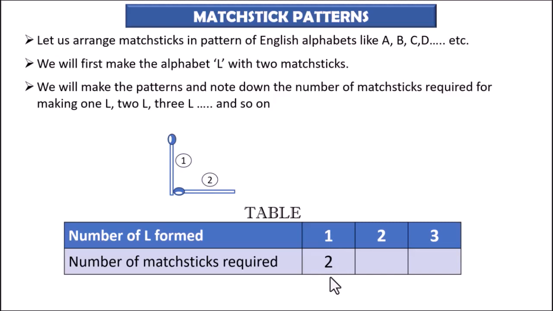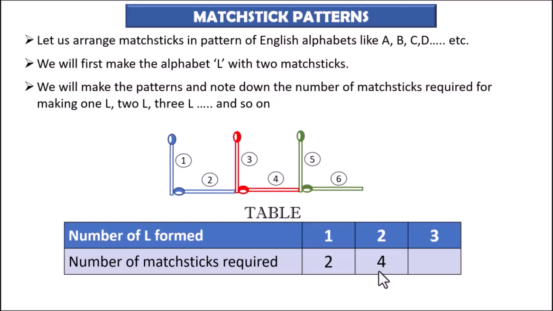Now we will make one more L. So we take one more matchstick, put it vertically, and one matchstick horizontally. So now in total how many matchsticks do we require for making 2L? 1, 2, 3 and 4. So here we will write down the number 4. Now let us make the third L. The same thing we will repeat. Now for 3 L's, how many matchsticks do we require? 1, 2, 3, 4, 5 and 6. So in the table we will write here 6.